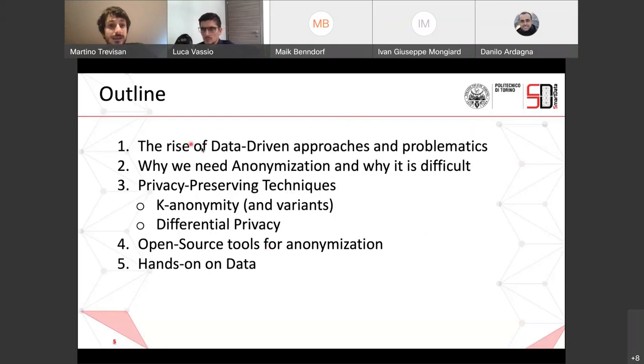So our outline for today is, first, I want to convince you that we are in the data-driven economy era. So data are ubiquitous and are also useful for societies, but there are problems when handling this kind of data, because very often, mostly, they are personal information and they are sensitive. And so we need anonymization to treat them, and this is difficult. You need techniques like k-anonymity and differential privacy that we will explore. These are the two most popular techniques for privacy preserving data processing. I will explain which are the open source tools for anonymization, so tools, programs, and libraries. And finally, you will put your hands on a dataset using Python and Jupyter, completely using our JupyterHub website, so you just need your browser.